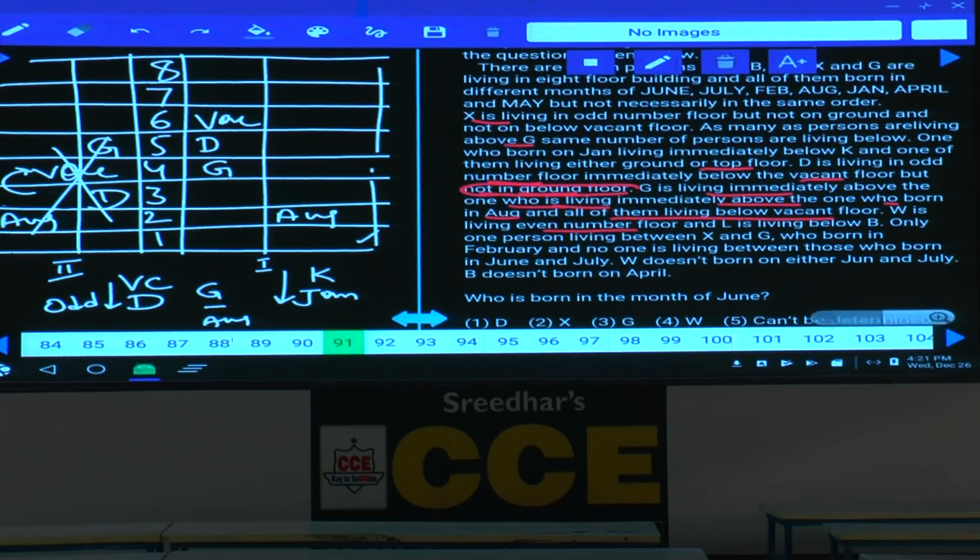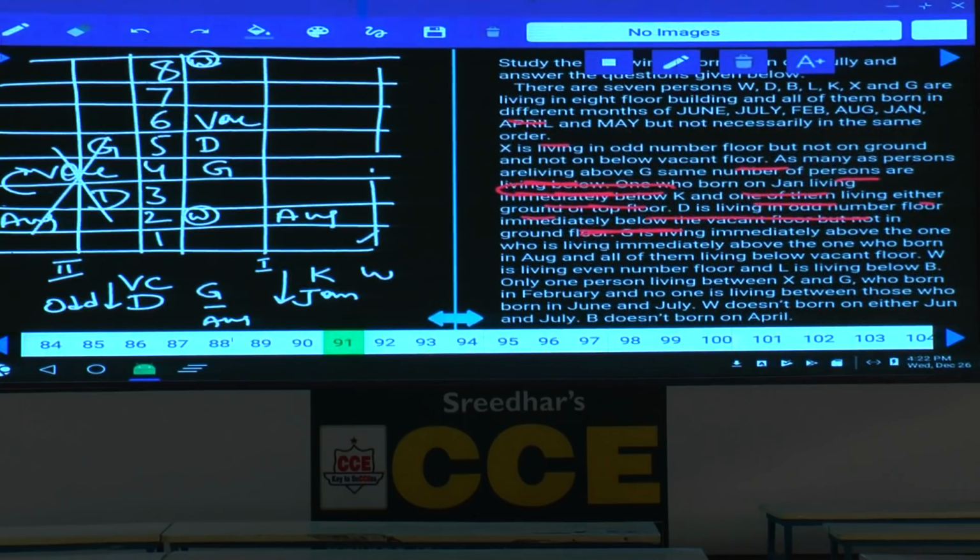And W is living on an even number floor and living immediately below B. Then what are the different possibilities for this W? W is living on an even number floor and L is living below B. Hence, what are the different possibilities for this W? W can be either on the 2nd floor or on the 8th floor. If W is on the 2nd floor, that is one possibility, and W can be here, this is the second possibility.